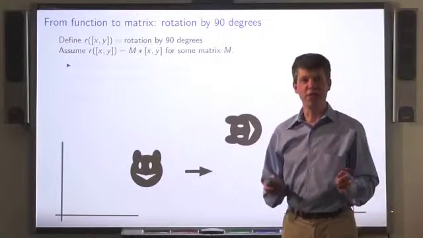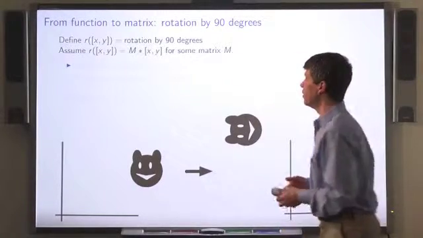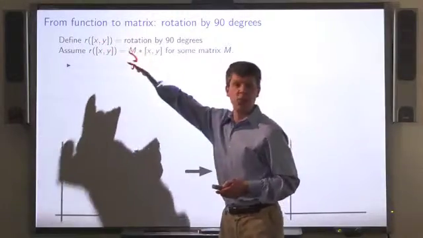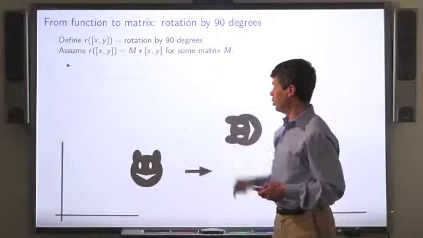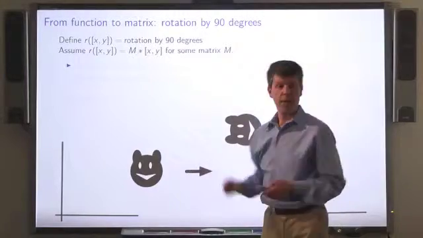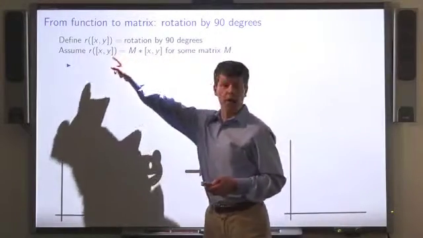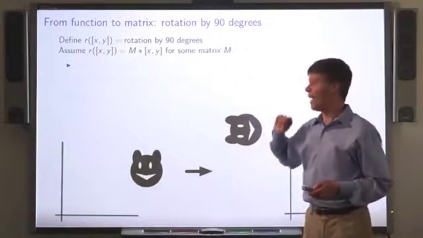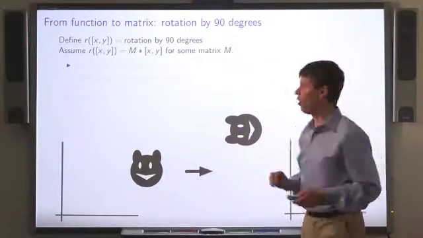Let's try another example, rotation by 90 degrees. So let r be the function that rotates a point xy by 90 degrees, like this. And we assume that r can be defined by matrix vector multiplication for some matrix M, and we'll try to figure out what the entries are.